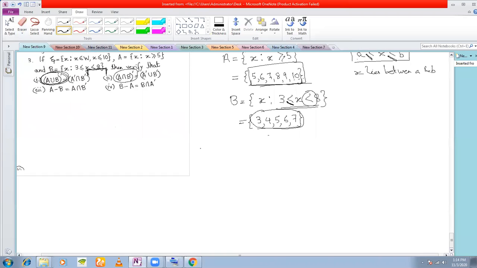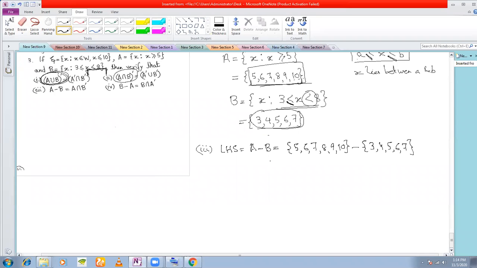Next, third part. You need to show that A minus B is A intersection B complement. So again, we will find the left hand side and right hand side and show that they are equal. What is the left hand side here? Left hand side is A minus B. And what is A minus B? 5, 6, 7, 8, 9, 10 minus 3, 4, 5, 6, 7.